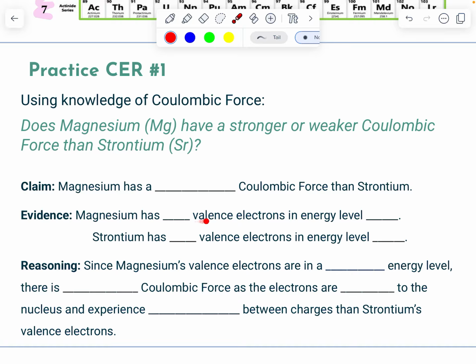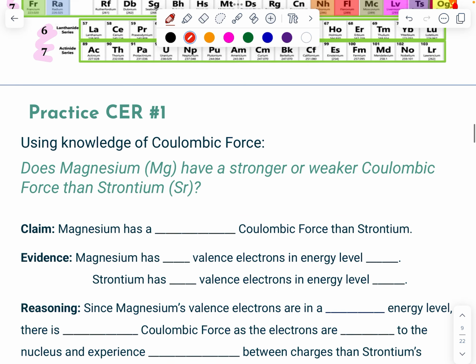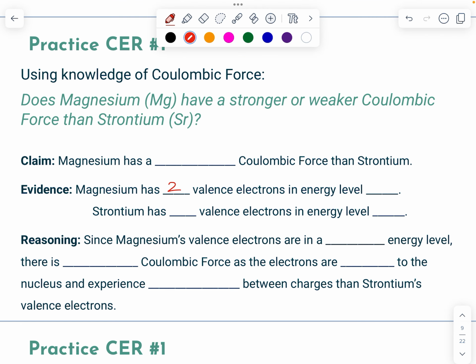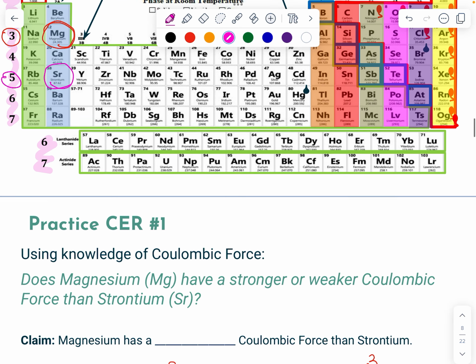So magnesium has how many valence electrons and in what energy level? Let's grab our periodic table. We've got magnesium right here. So it has 2 valence electrons in energy level 3. And then let's do the same for strontium. Strontium is Sr, it's right here. It has 2 valence electrons in energy level 5.